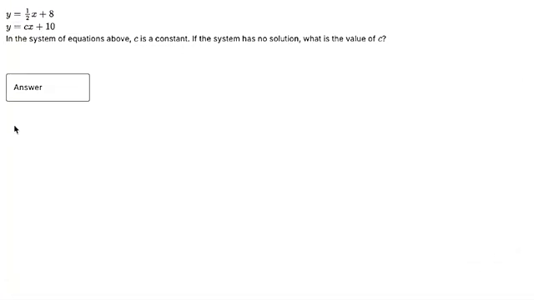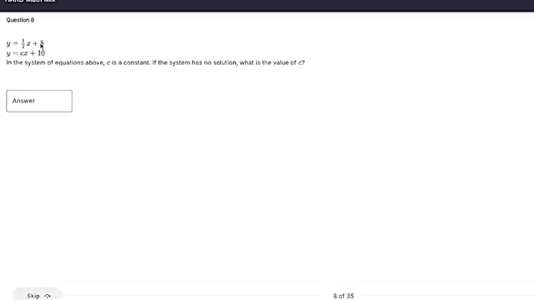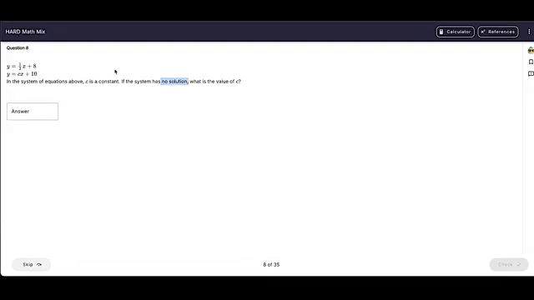Try this on your own first. But here we go. This is almost exactly the same as the last one. We have no solution, which means same slope. 1 over half x. That means c is 1/2.